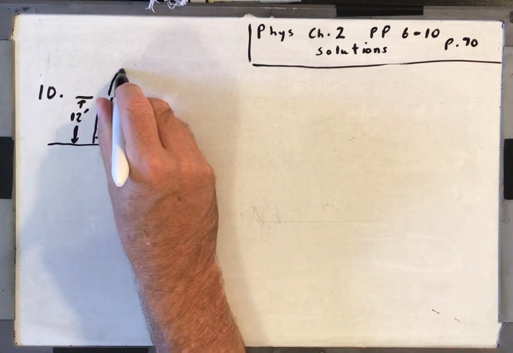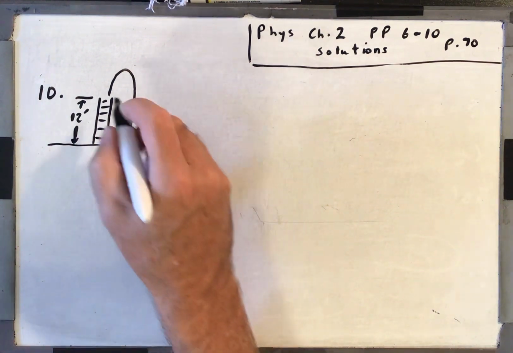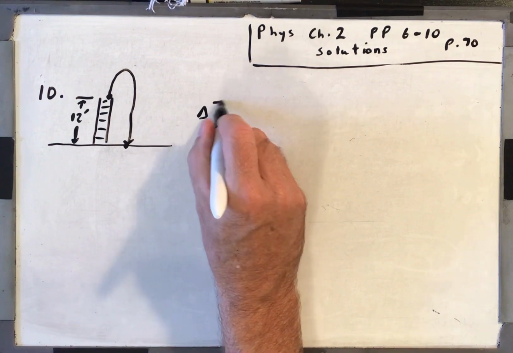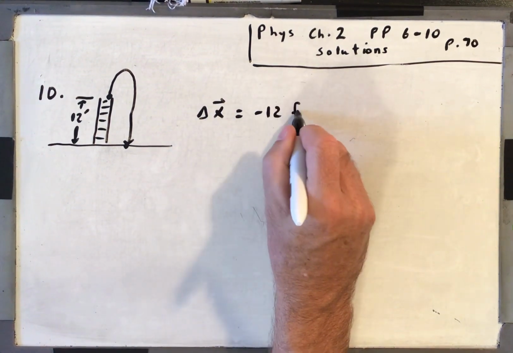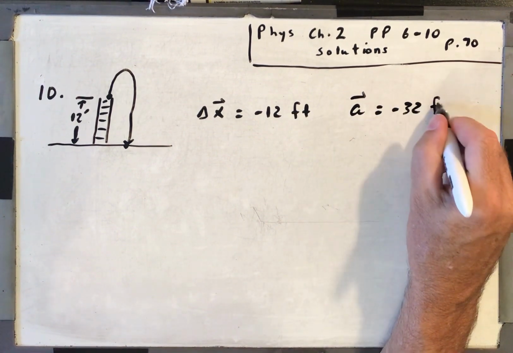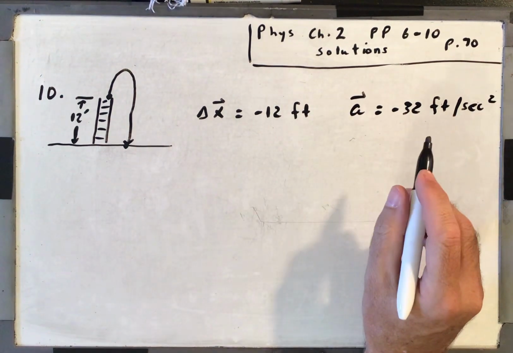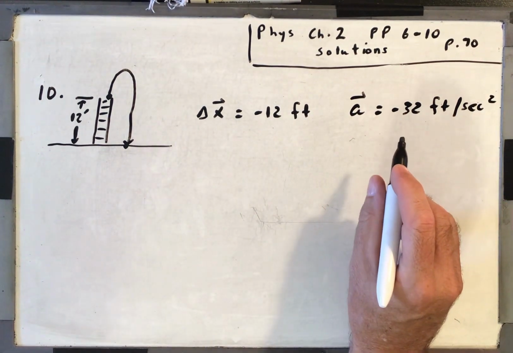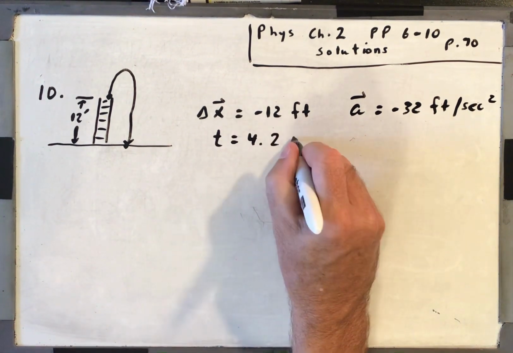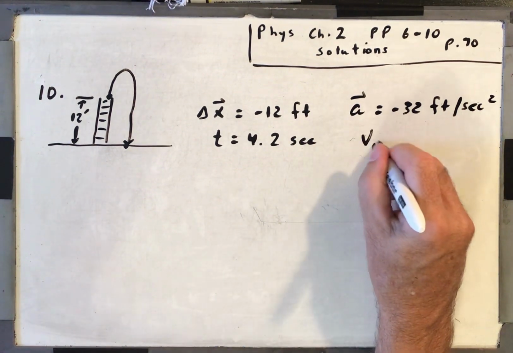So the ball does go up some amount, it comes back down, but the displacement is really just from where it started to where it finished. So displacement is negative 12 feet. Since we're in feet, we know acceleration is negative 32 feet per second squared. Be careful to watch your units and not put negative 9.8 there. We know that time is 4.2 seconds. And we want to know the initial velocity.